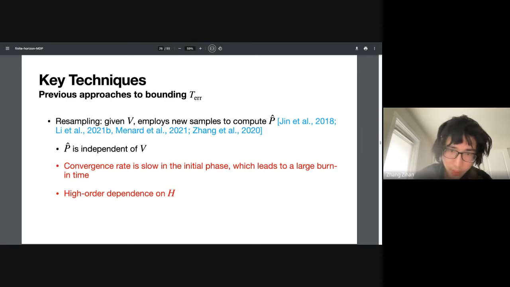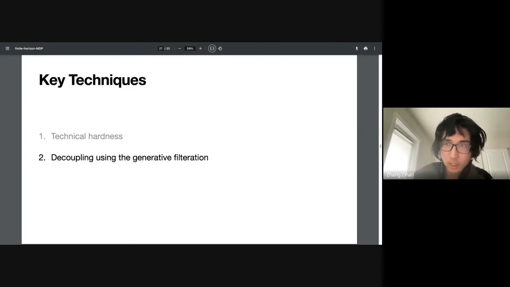So generally, the regret bounds of these algorithms have a high order dependence on H, as we saw before. The best result was S E H to the fourth. So now I'm going to introduce our main technique for how to decouple this return.